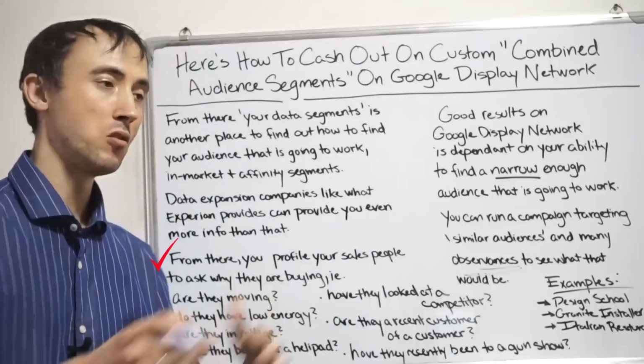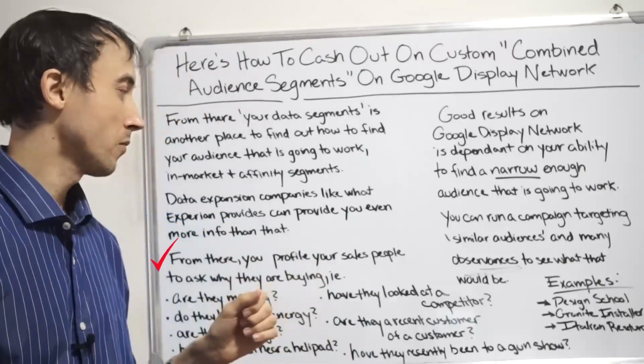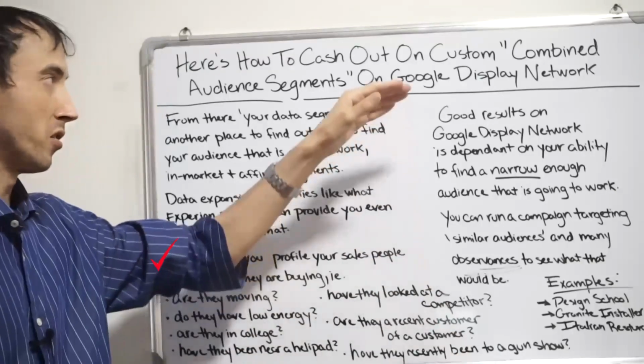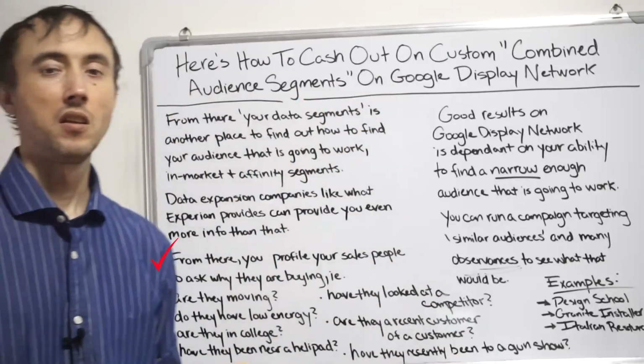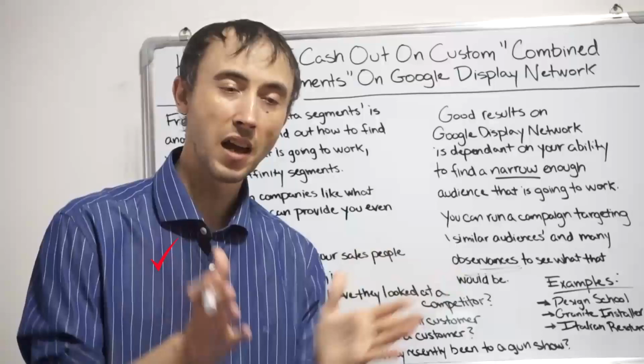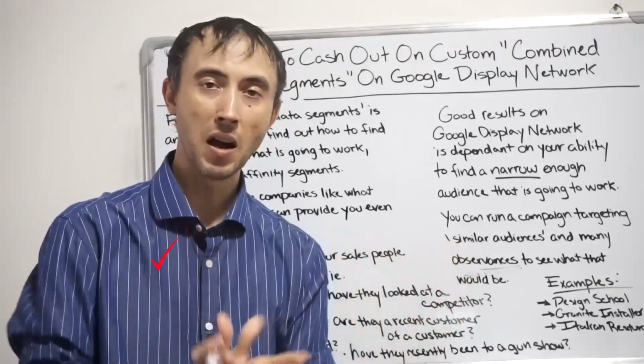And then that email list, you upload it to Google, and that can be one component of your combined audience segment that you use for targeting, to narrow down your targeting enough to get to where it's profitable, like I was saying.